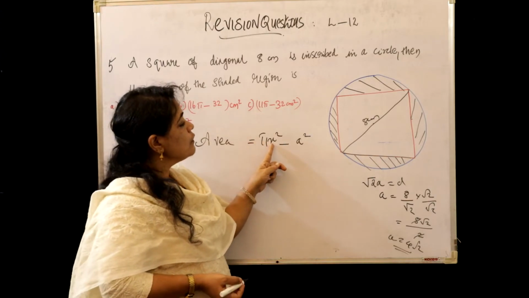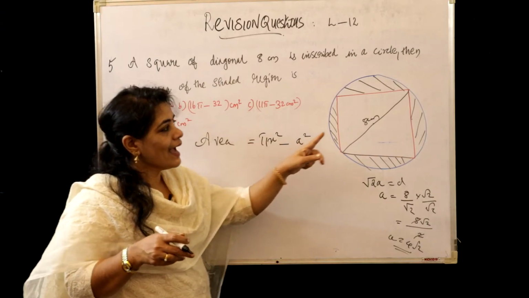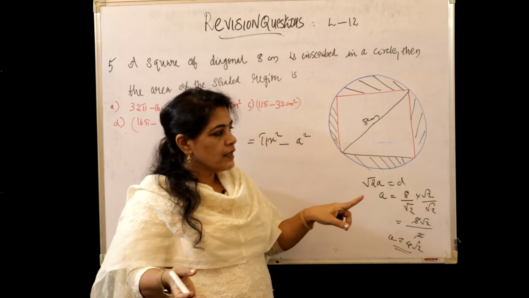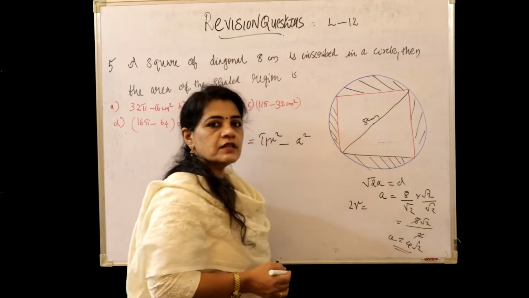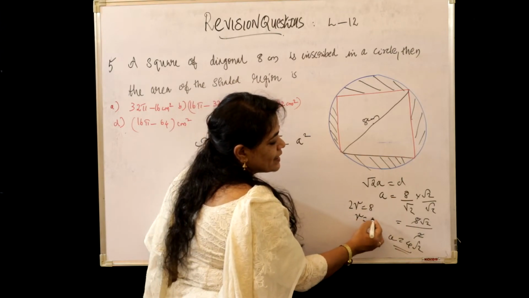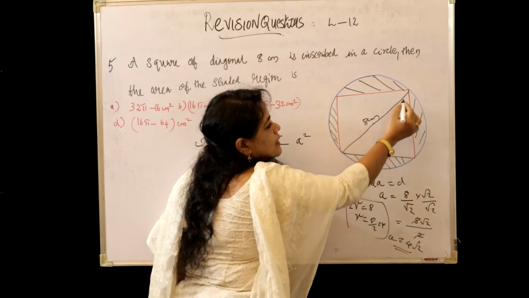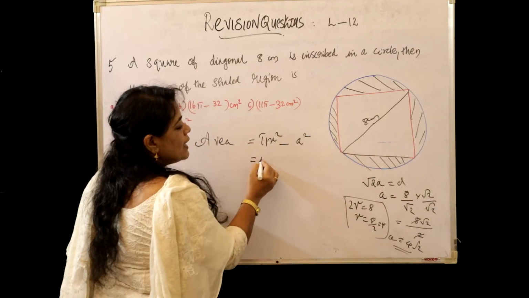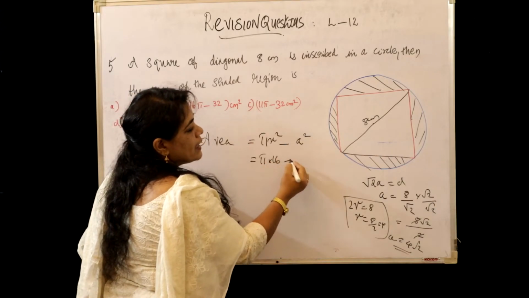Okay, here what is r? The radius is not given, but we know that the diagonal as well as the diameter both are the same. That means here you can equate 2r, that is the diameter of the circle, to 8 centimeters. So from there you will get 8 divided by 2, that is 4. Here the diameter and the diagonal both are the same. So pi I am keeping as it is, pi into 4 square, that is 16, minus a square.